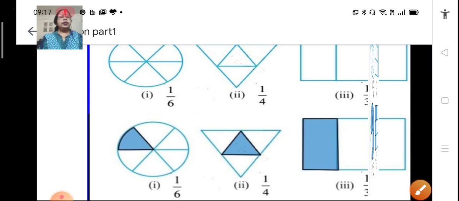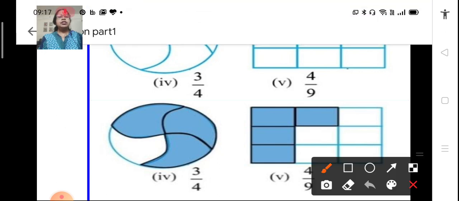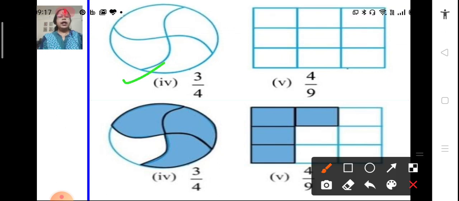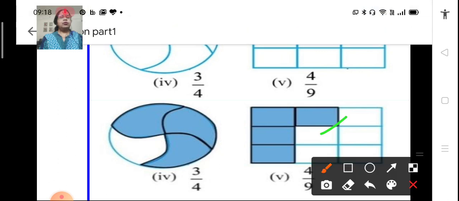Now let's move on to the next one. Fourth one. Here we have a figure, a ball, a circle which is divided into 4 equal parts, and we have to shade 3/4 of the ball. That means 3 parts out of 4 we have to shade. So here we have done that. Then fifth one, you have 9 equal parts, and how many do you have to shade? You have to shade 4 out of 9. So this is the answer for this one.